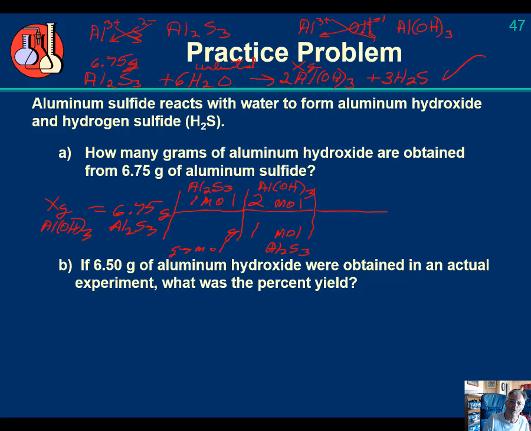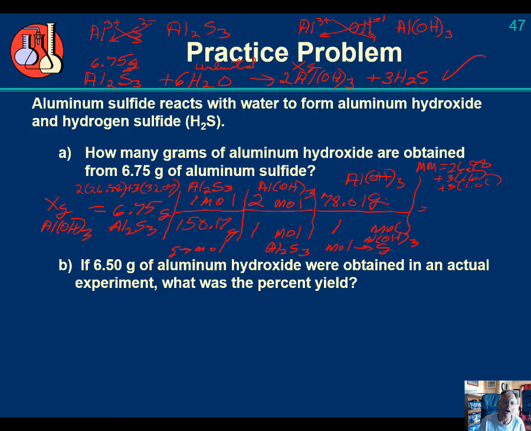This is going to be moles to grams. So this is going to be moles of aluminum hydroxide, Al(OH)3, and this will be grams of Al(OH)3. All right, so anytime we're doing molar masses, this is always 1 mole, the mass of 1 mole. This is going to be the mass of 1 mole.